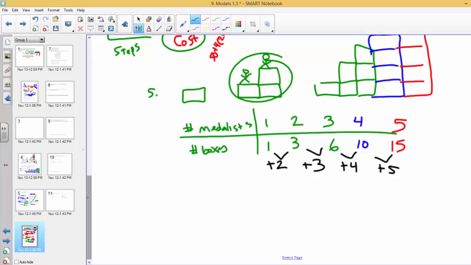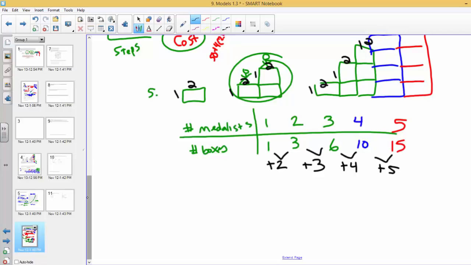So as you go up, it's 1, and as you go over, it's 2. So 1, 2, 1, 2, 1, 2, 1. Okay.